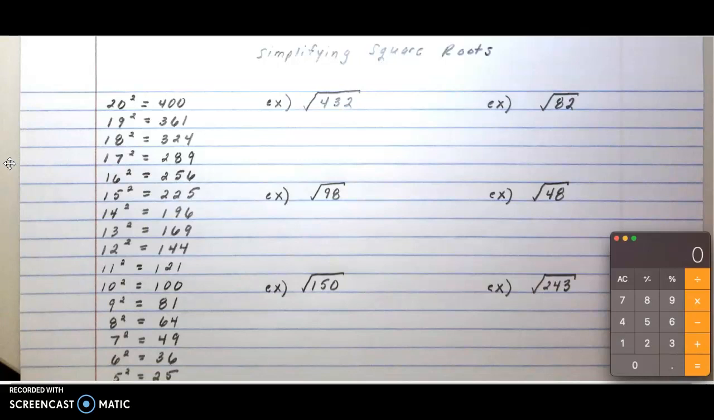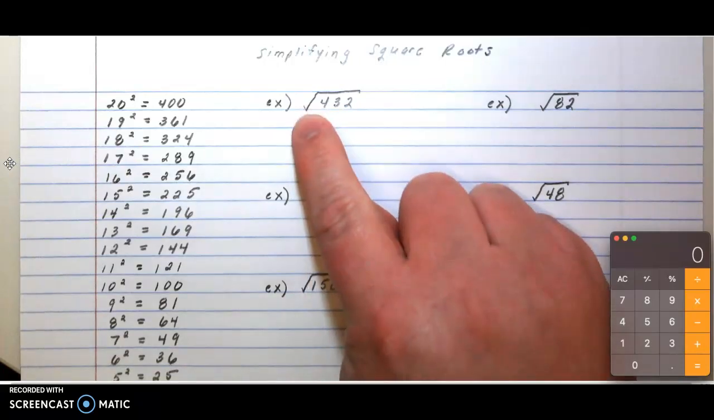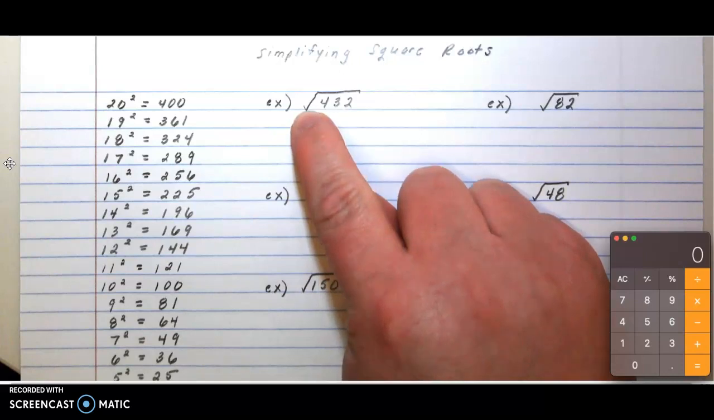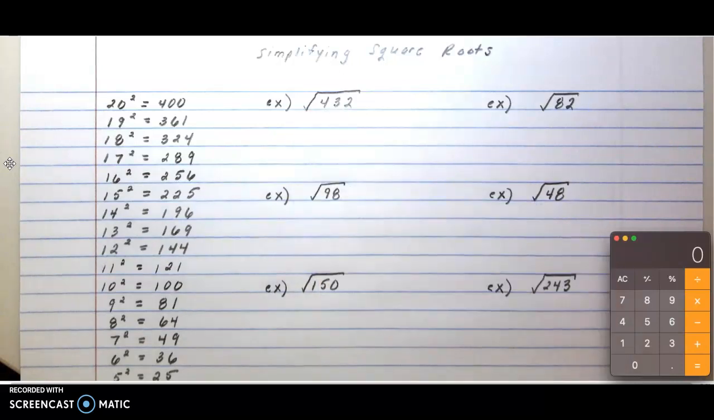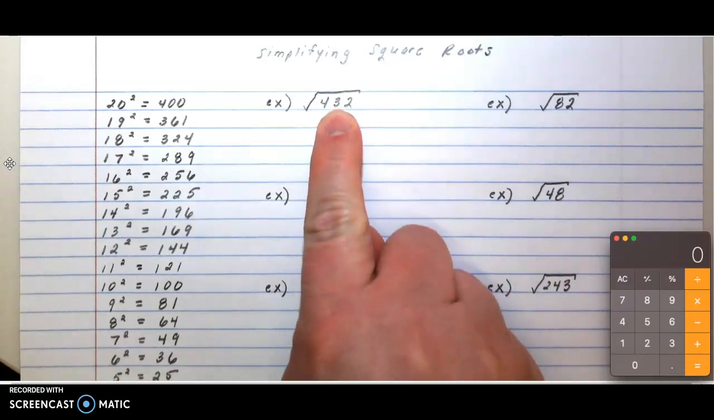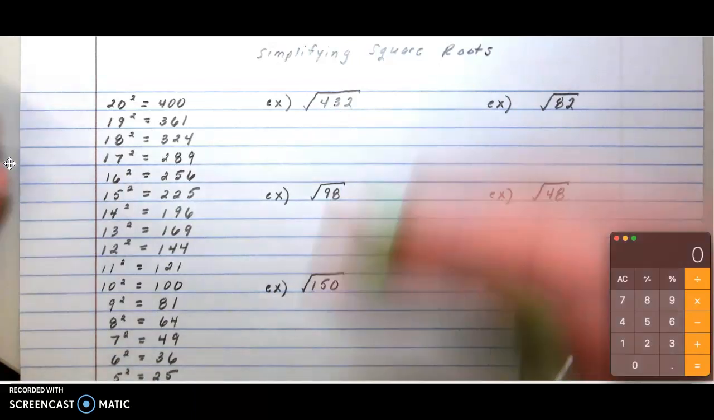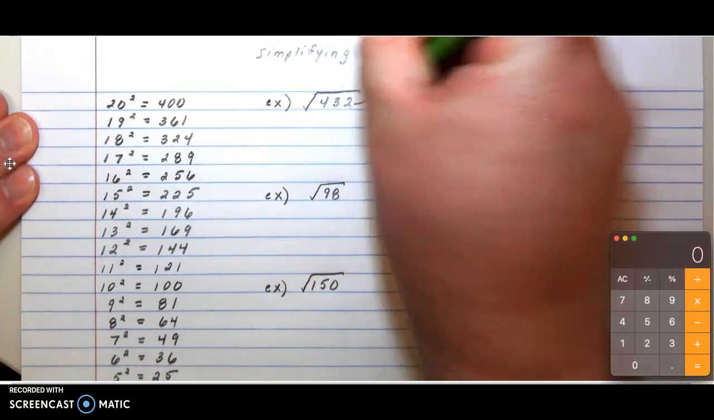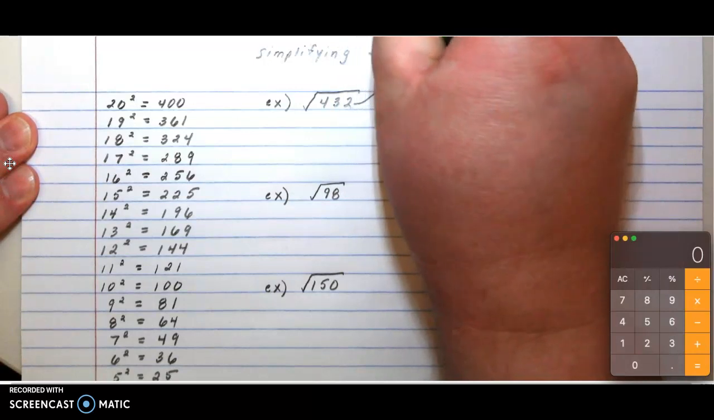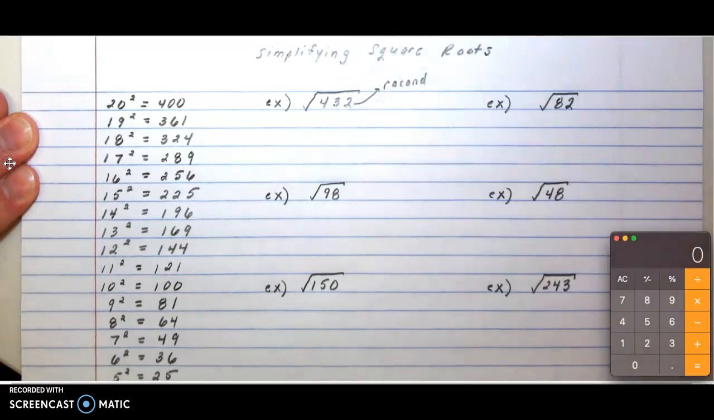So we need to remember that a square root, the symbol of a square root, this check mark symbol, really asks the question, what number times itself gets the number inside of it? And we call the number inside the radicand. So 432 is called the radicand in this problem. And in this question, our goal is to try to find what number times itself gets us 432.